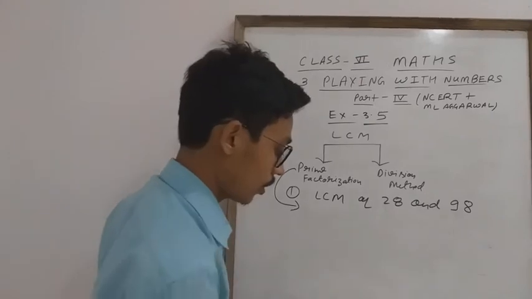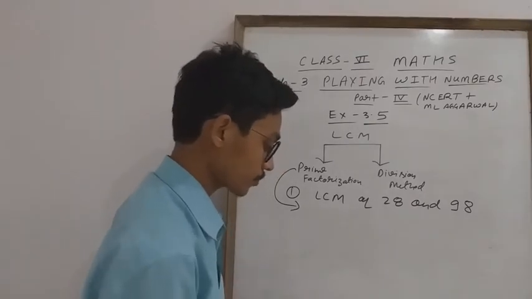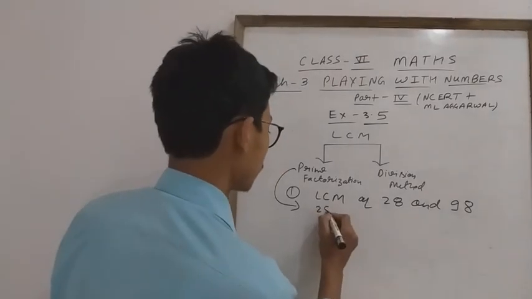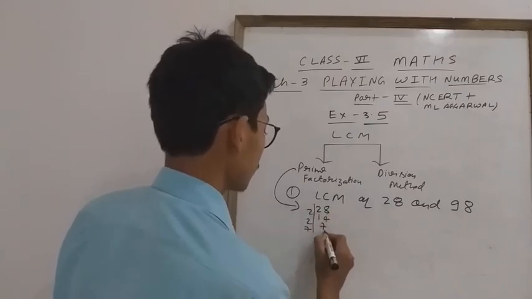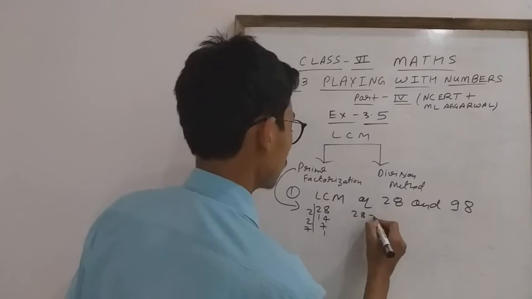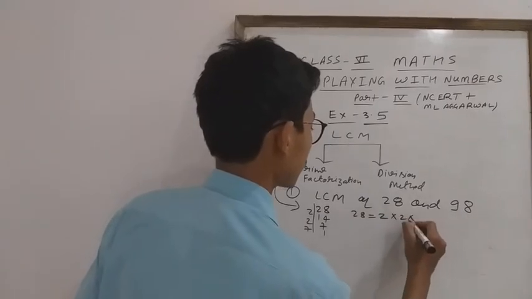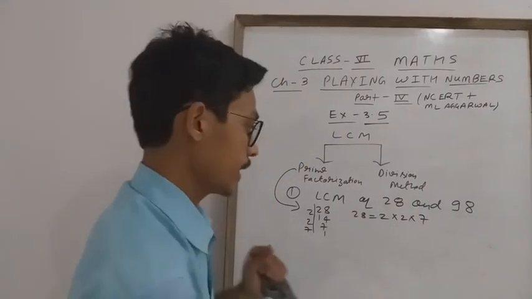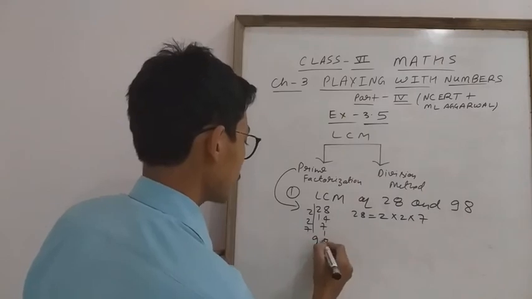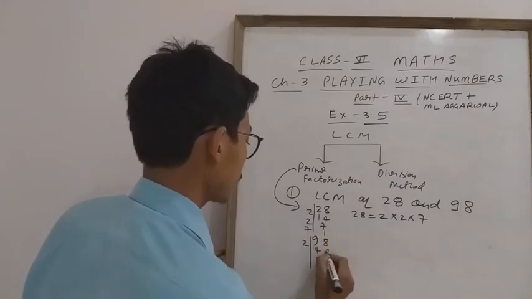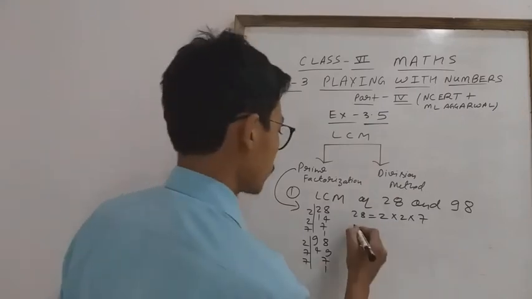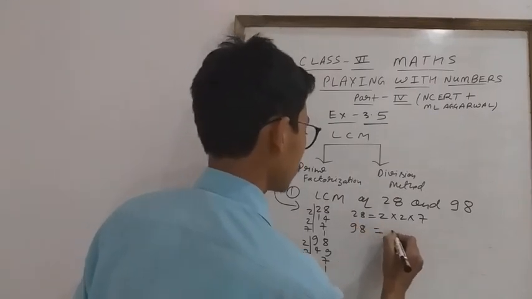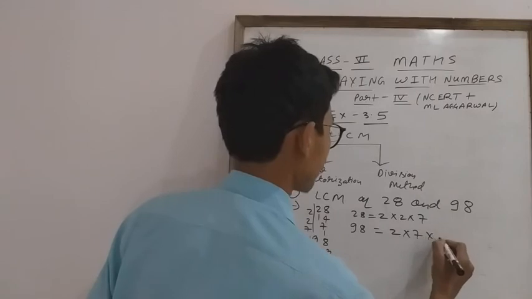Now see student how to apply prime factorization. You know that 28 you can write as 2 times 1 is 2, 2 times 4 is 8, 2 times 7 is 14, 7 times 1 is 7. So 28 equals 2 multiplied by 2 multiplied by 7. Done. 98 you can write as 2 multiplied by 7 multiplied by 7.